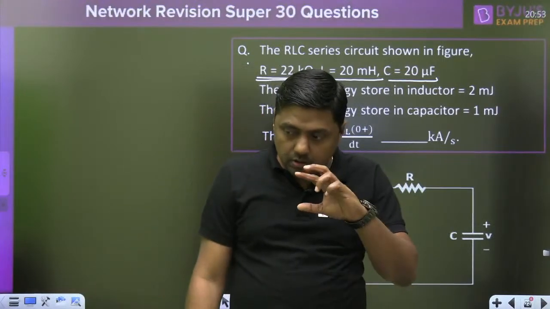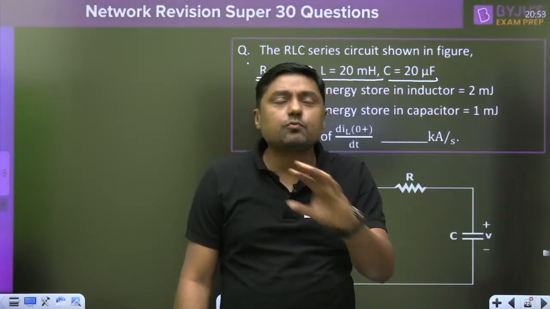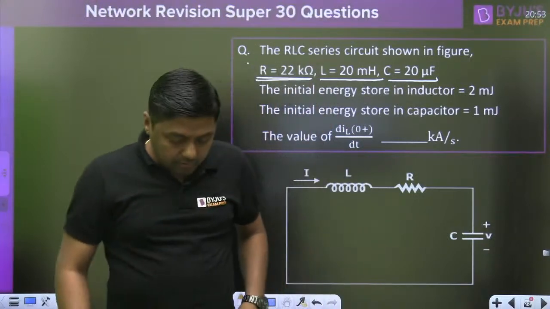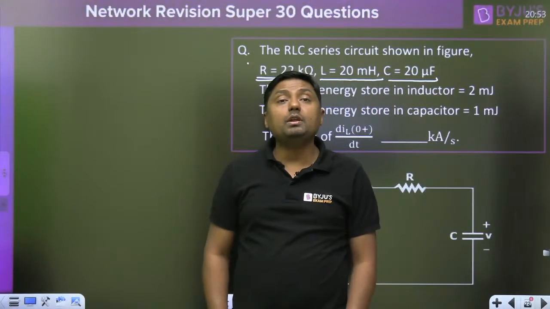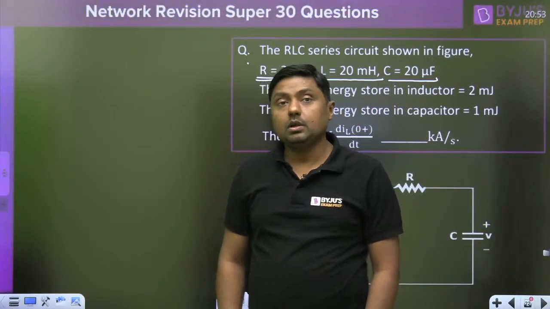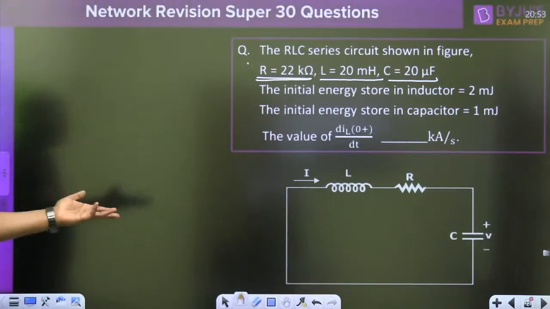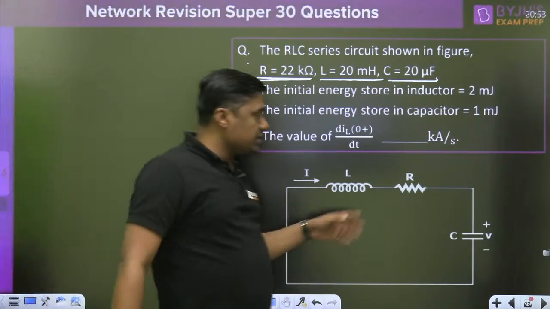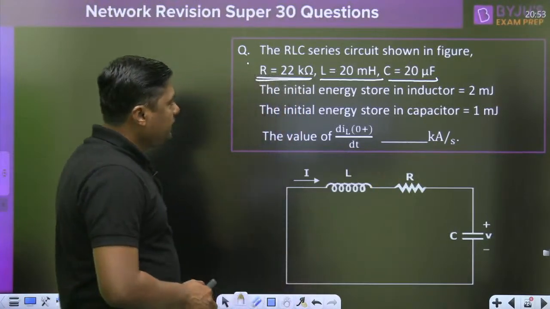Now I want to ask one thing, just directly from the concept: will that value be negative or positive? Tell me. Here in the MCQ, some concept is required. So will di by dt be negative or positive? Okay, then. Here we have an inductor, a resistor, and one capacitor. Now, try to understand.